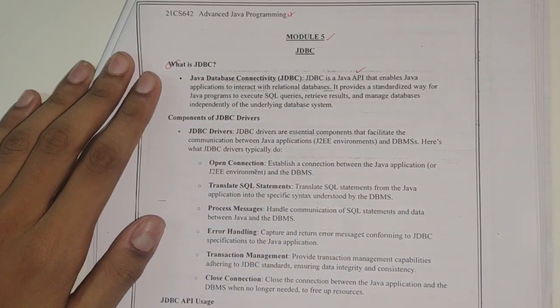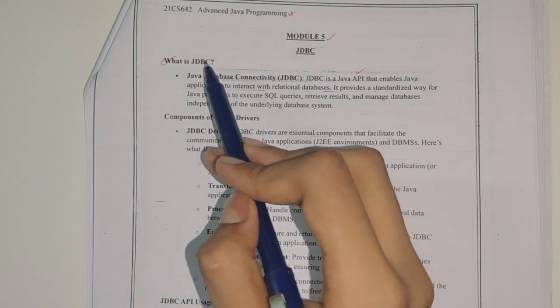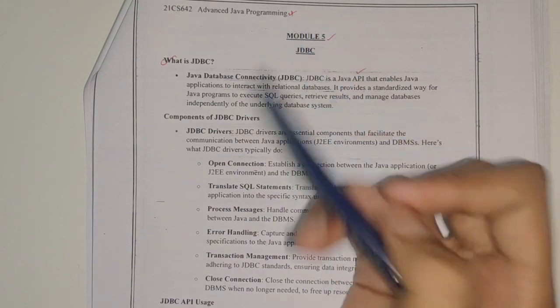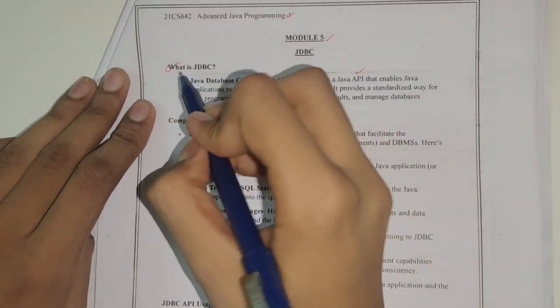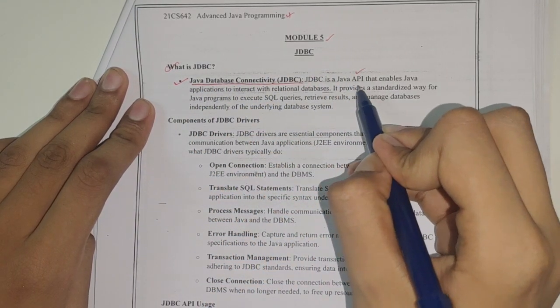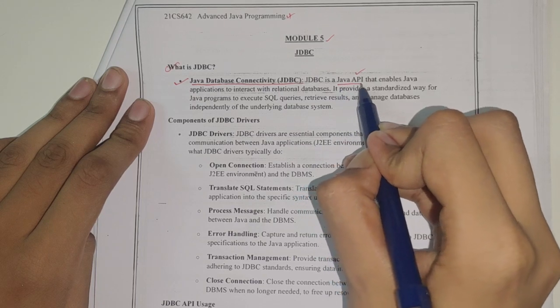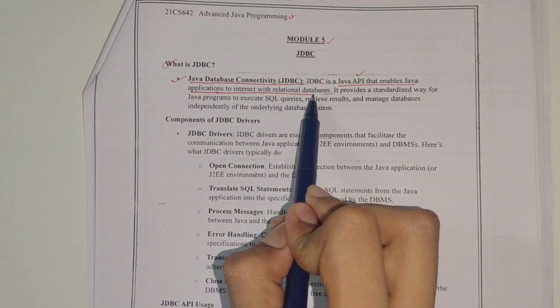So in this module we are studying about JDBC. Okay, so what is JDBC? I guess this term you are quite familiar with from your DBMS which you studied in the previous semester. So let's study it again. Java Database Connectivity, full form. Okay, so what is JDBC? JDBC is a Java API that enables applications to interact with relational databases.